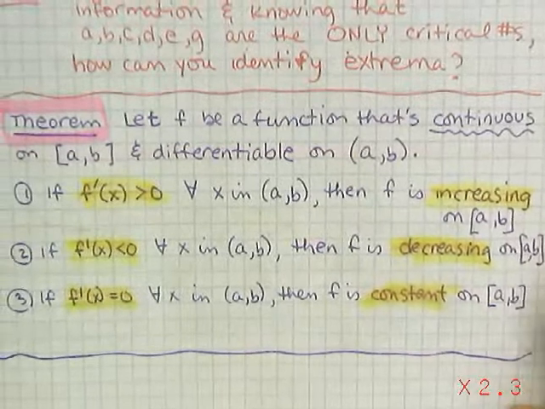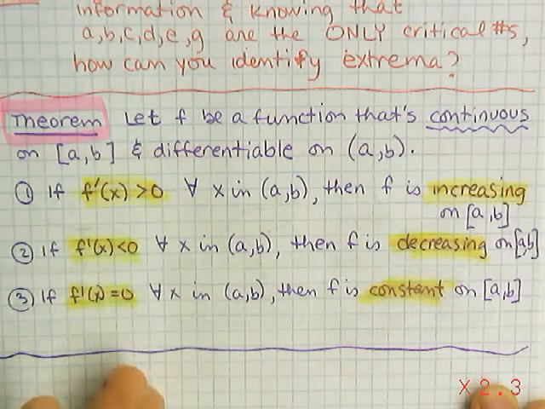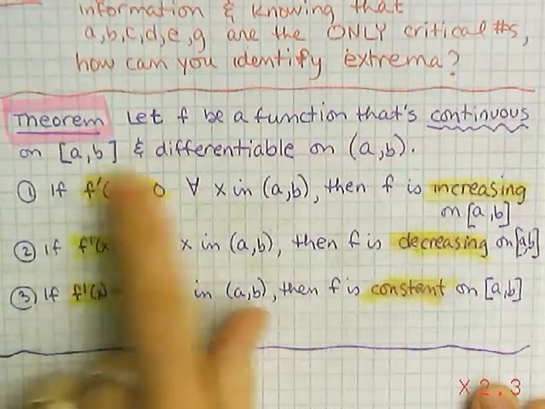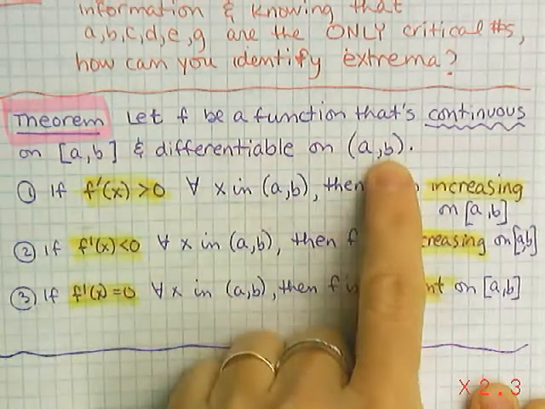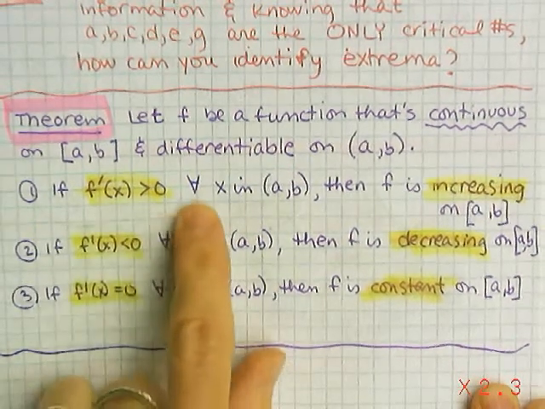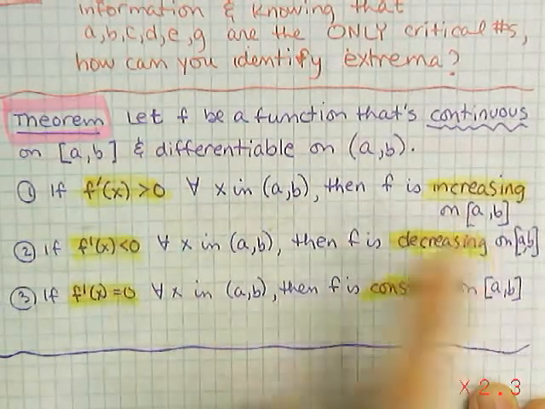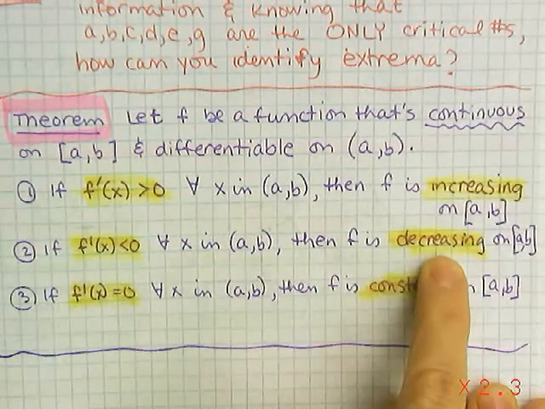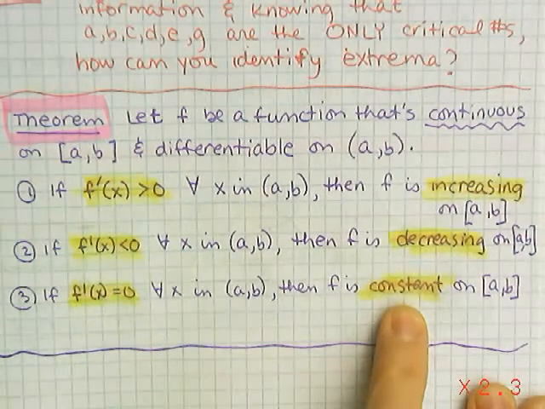Okay, so here is one of two theorems for today. And this we've talked about, but it's an actual bona fide theorem. Let f be a function that's continuous on a closed interval, and it's differentiable, that means a derivative exists, on the open interval. If the derivative is positive for all x in that interval, then f is increasing. If the derivative is negative for all the x's there, then the function is decreasing. If the derivative is 0 for all x, then f is constant.